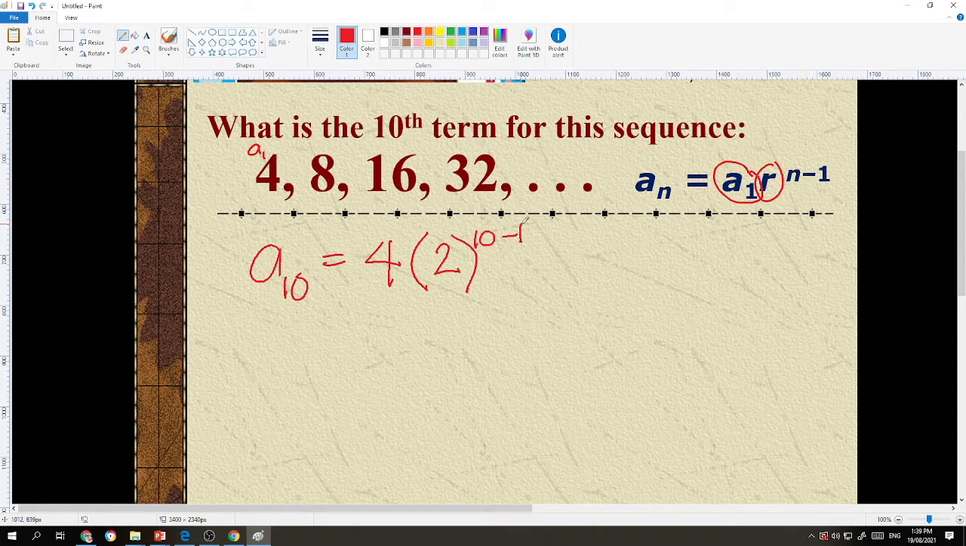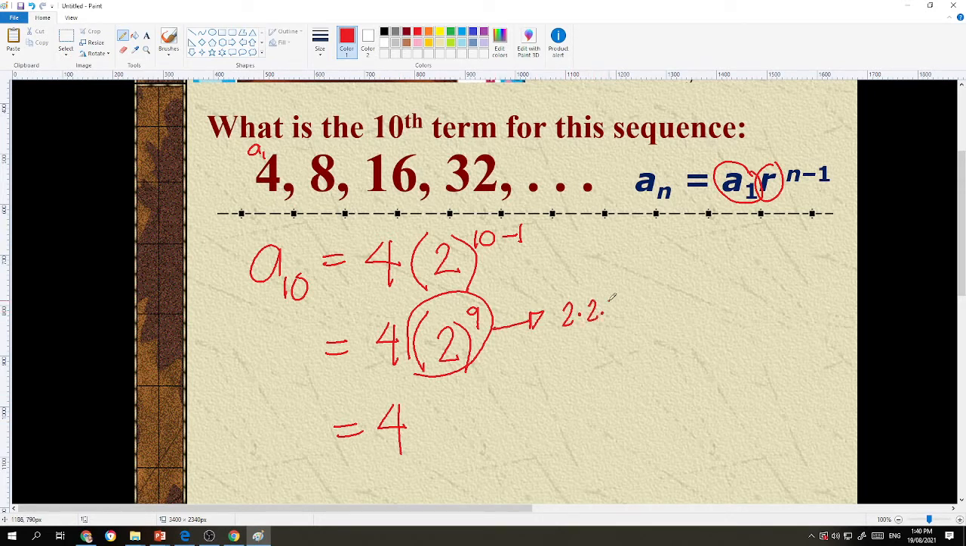Pila si n? 10 minus 1. Okay, ang buhaton una is this. Unahag minus ang exponent. 10 minus 1 is 9. Sunod, anita focus ni 2 raised to 9. Pila man ang 2 raised to 9? Use your calculator. Ang pasabot ani, 2 times 2 times 2 times 2 times 2, 1, 2, 3, 4, 5, 6, 7, 8, 9. Meaning, kan 9 ni mo i-multiply ang 2 by itself.